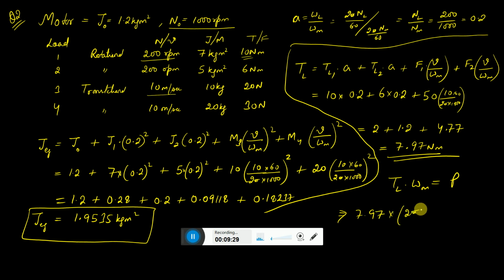Into 2 pi into 1000 divided by 60. This is coming around 835.08 watt. If I make it more accurate, there are 4 5s there. So like that you will get 4 5. Right, this much. So here you get the value in wattage, 835.08 watt. The value of TL. Thank you very much.